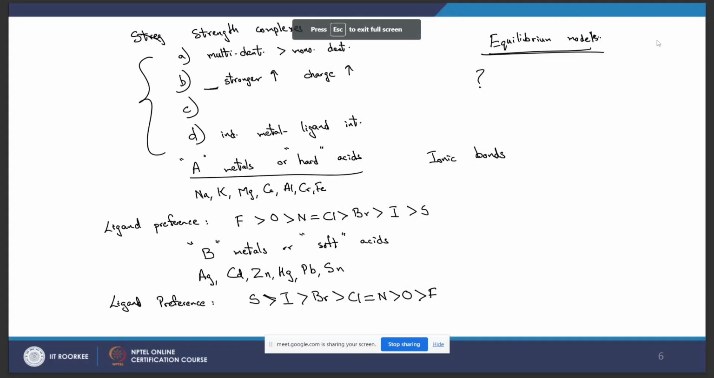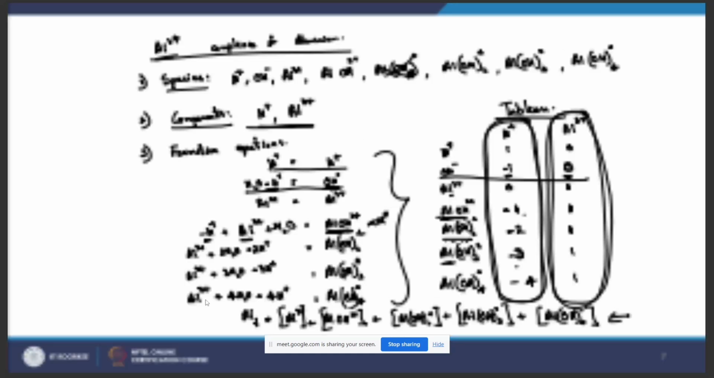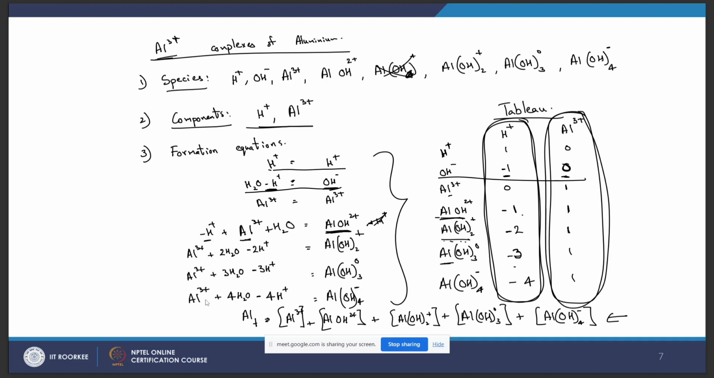This is for the strength of the complexes. Multidentate will have more strength than monodentate. If there is more charge, then it will be stronger. And this is the ligand preference for some of the metals. So here an example was shown to write all the complexes of aluminium in the hydroxide system, that is, a system that has water and only aluminium is added. So it was shown here.